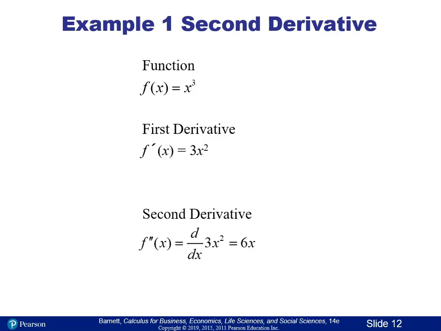Okay, so if we look at just simply finding the second derivative, we've got x to the third as our function. So the first derivative, of course, would be 3x squared. And then the second derivative is just the derivative of this first derivative. So that would be 2 times 3, which is 6x.